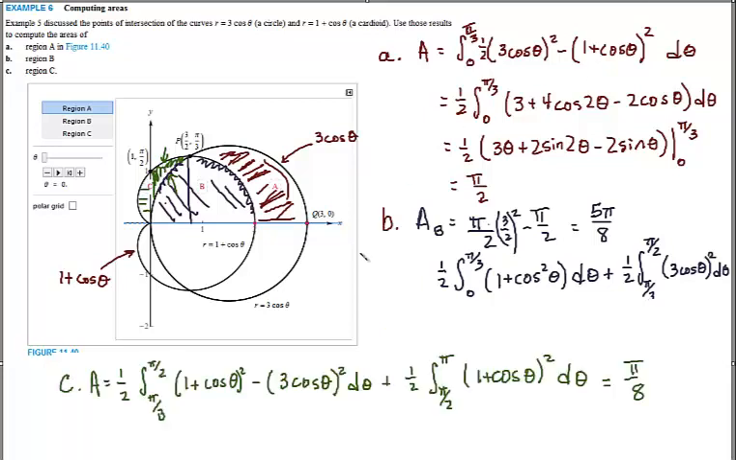Okay, so we set up that integral in 2 pieces. For the first section from pi over 3 to pi over 2, it is your top curve minus your bottom. And then the very last part was just this little part of the shape there, the cardioid from pi over 2 to pi. And when you integrate that, you get pi over 8.